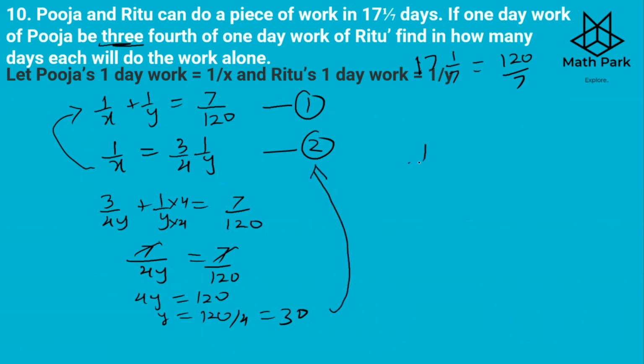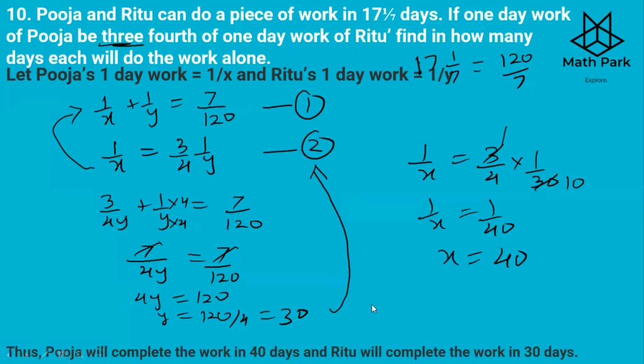So we get 1 upon x is equal to 3/4 into 1 upon 30. So the 3 ones and 3 tens cancel. So we get 1 upon x is equal to 1 upon 40, or you get x is equal to 40. So this is how we can say how many days they can do the work alone. We can say Pooja will complete the work in 40 days alone and Ritu will complete the work in 30 days alone.